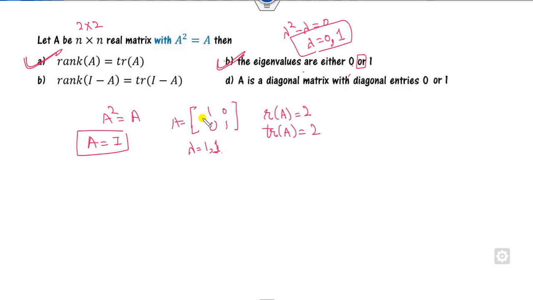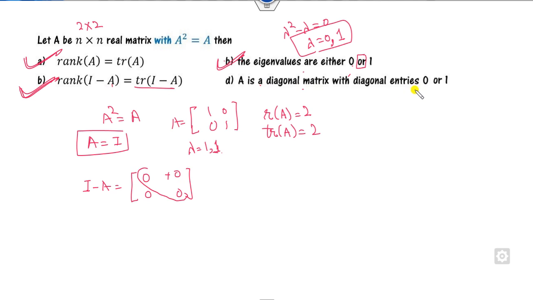Rank of I minus A. So if I find the I minus A, what is the answer of this? I minus this is 0, 0, 0, 0. What is the rank of this? It's 0. Trace is also 0. So that's also the right answer.